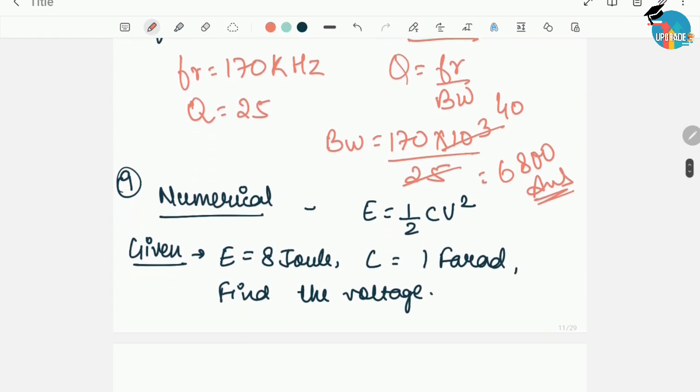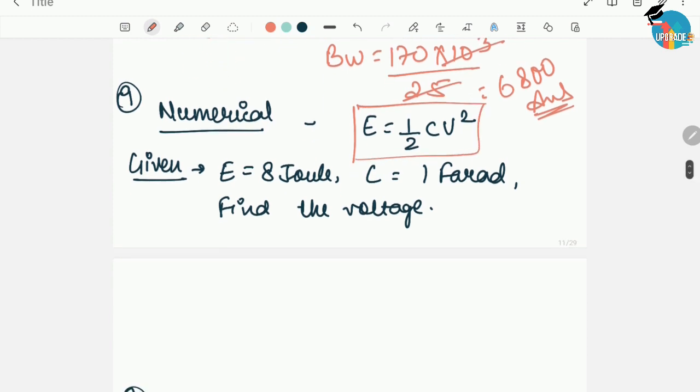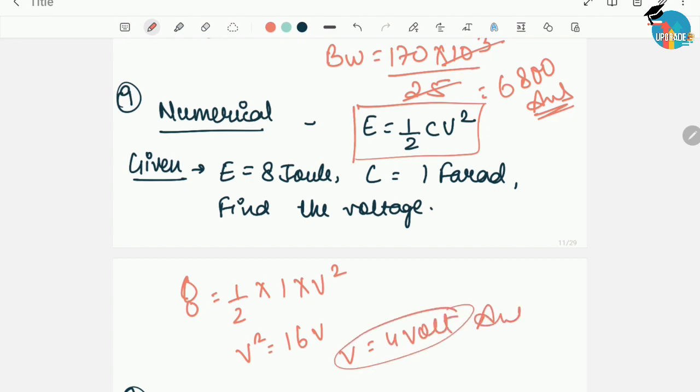Next question asked was a numerical again related to E is equals to half CV square. Again a formula based question given as E is equals to 8 joule, capacitance is 1 farad, and we have to find the voltage V. So here V square is equals to 16 volt and V is equals to 4 volt. So the correct answer is 4 volt.